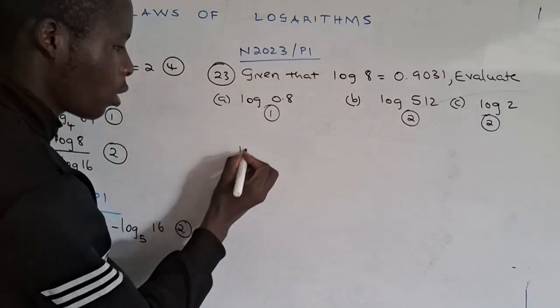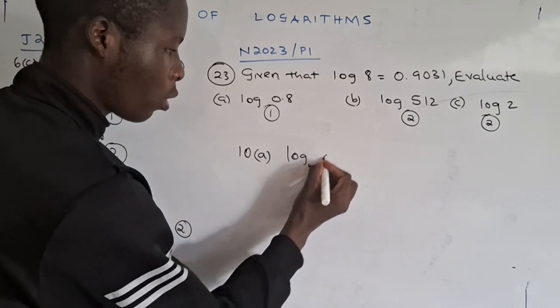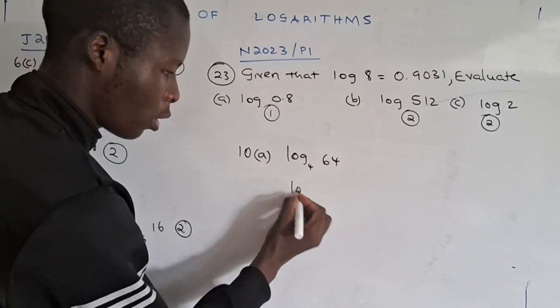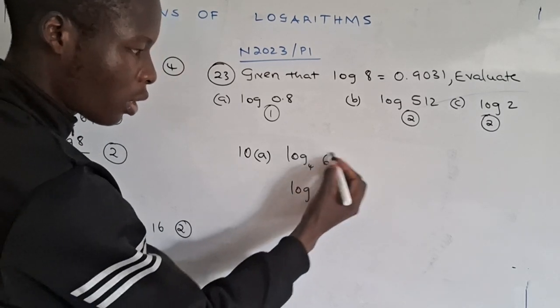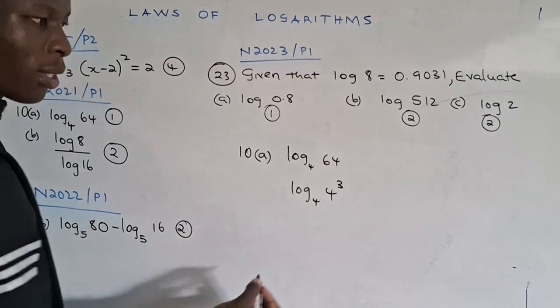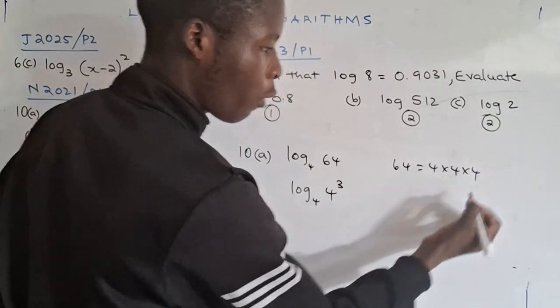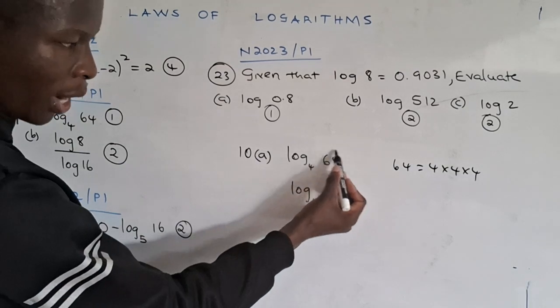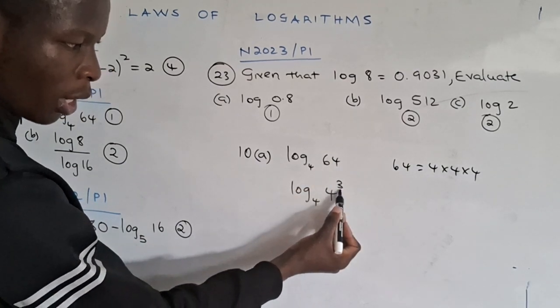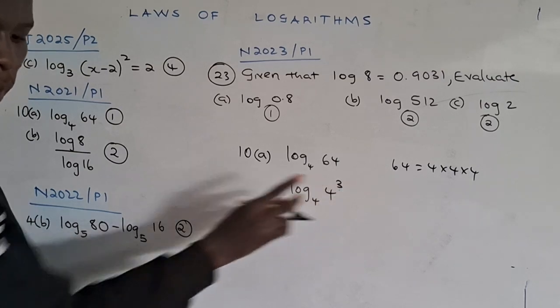So this is 10a, log base 4 of 64. 64 is nothing but 4 to the power what? To the power 3. 64 is equal to 4 times 4 times 4. That's why I'm going to remove this 64 and I'm going to place 4 to the power 3 here. So log base 4 of 4 to the power 3.